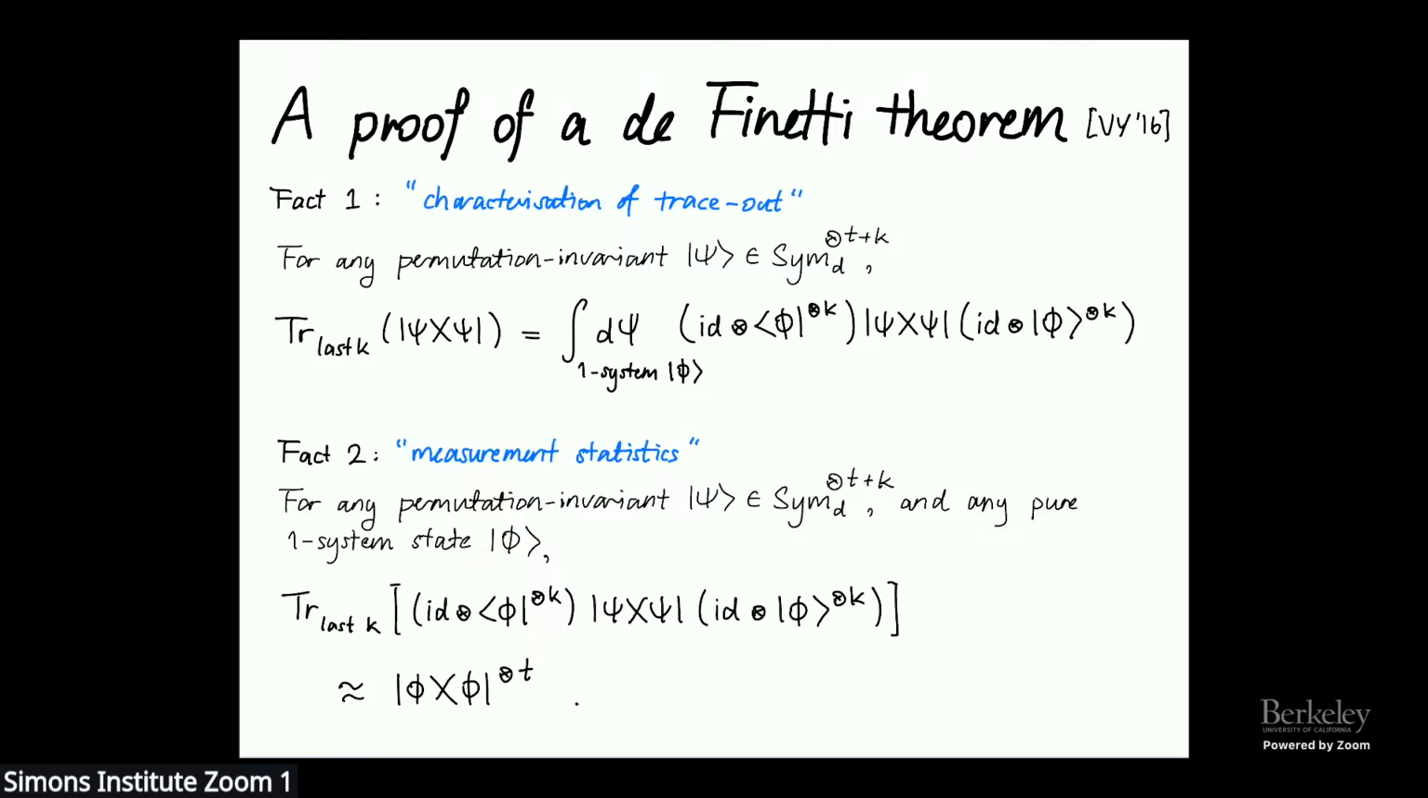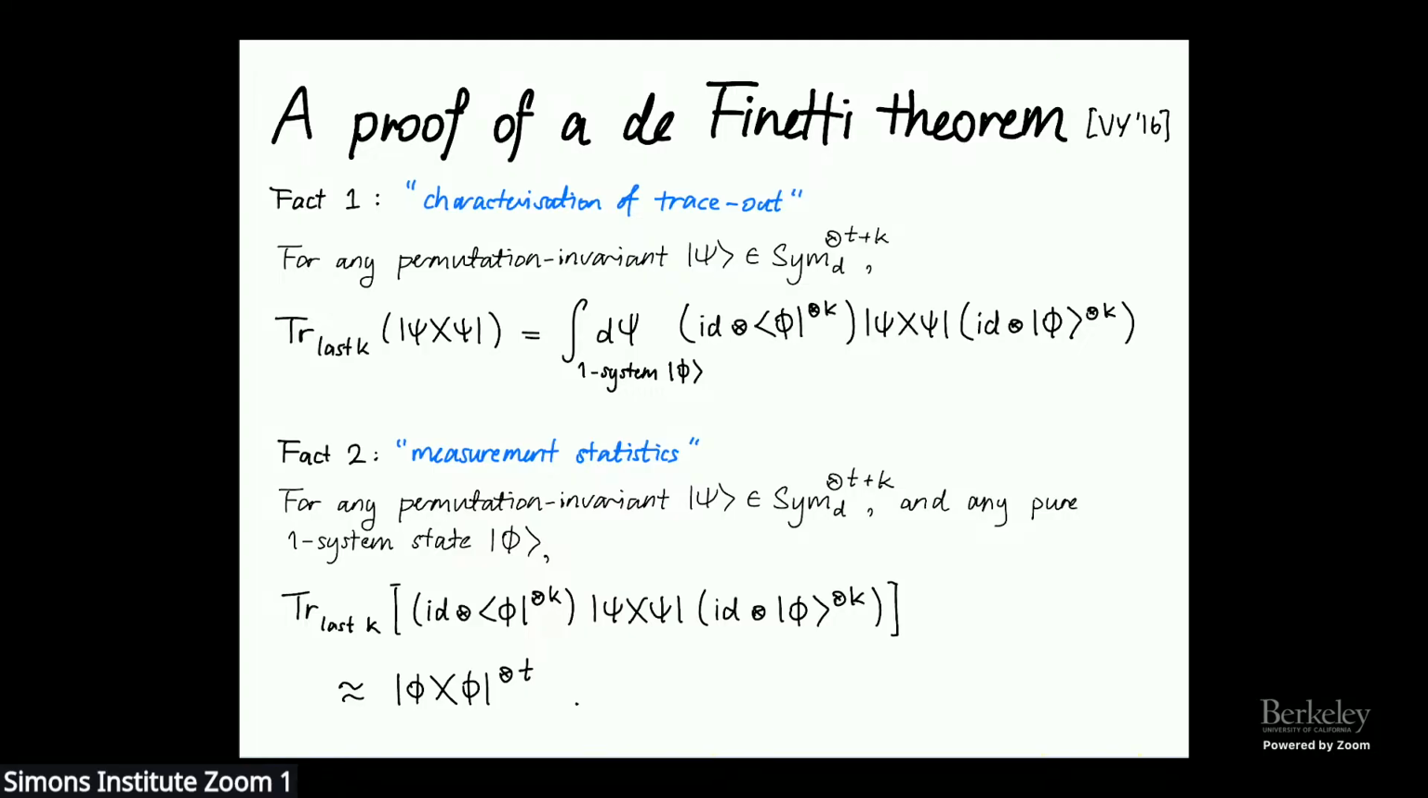Fact one is sort of a characterization of the trace-out operation. So it says that for any permutation invariant state in the symmetric subspace, if you trace out the last K registers of that state, this is equivalent to doing this. Okay, let me say what is happening here. So here's the state in the middle. Basically, what is happening here, you're projecting the last K registers on a particular pure state. So the integrand is like, you project this onto a particular pure state phi, repeated K times, phi tensor K. So it's literally a one-register pure state copied K times.